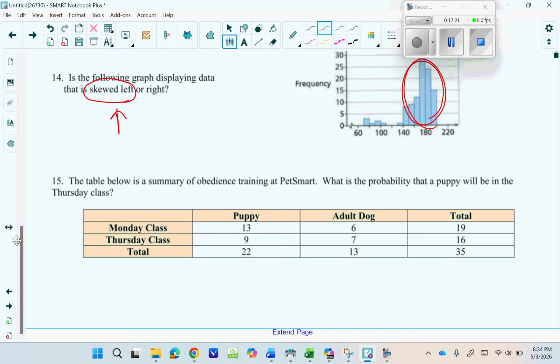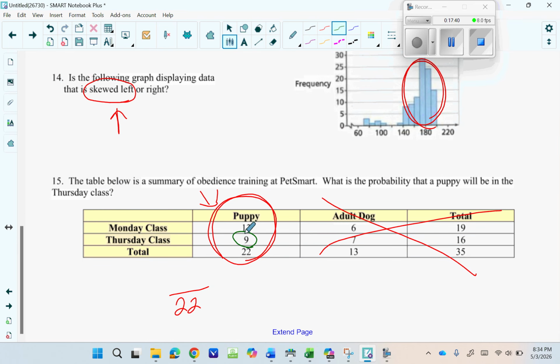Okay, and then number 15, it says the table below is a summary of obedience training at PetSmart. What is the probability that a puppy will be in the Thursday class? So more general, it's a puppy, so I'm only looking here. I'm not looking anywhere else except right there. So 22 total puppies, that's going to be on the bottom of my fraction. And then I'm specifically looking for the one in the Thursday class, so right there. So I'm just going to take my calculator because it asks for probability. So I'm going to say 9 divided by 22. And I get about 0.409. And I'm going to change this to a percent.